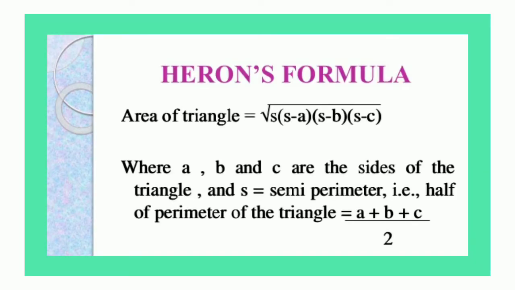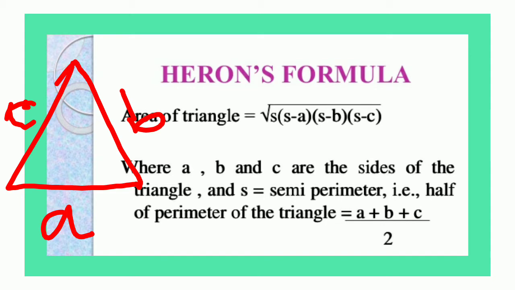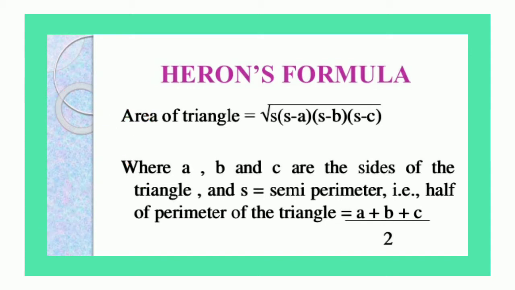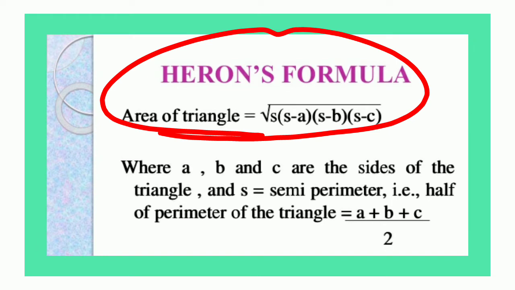Okay. So how to find the area of the triangle? That is our question. Here the three sides are given and we need to find the area of the triangle. Very simple formula. That formula is known as Heron's formula. That is our chapter name.